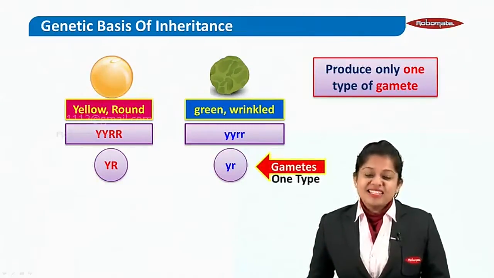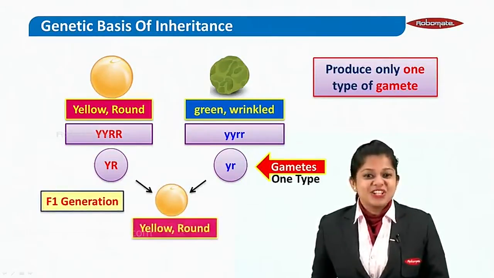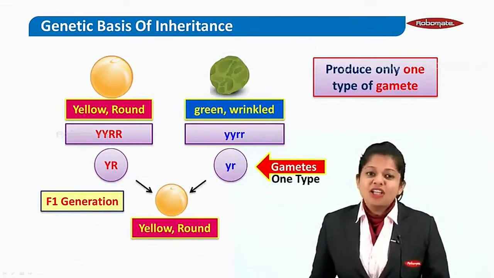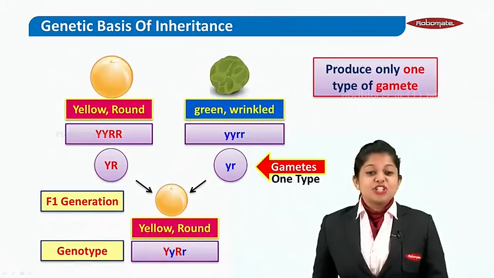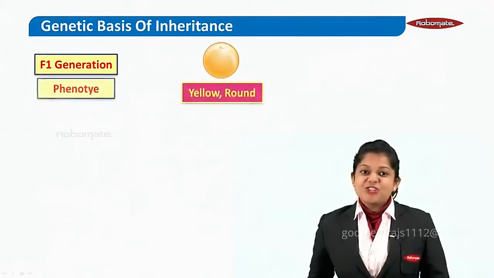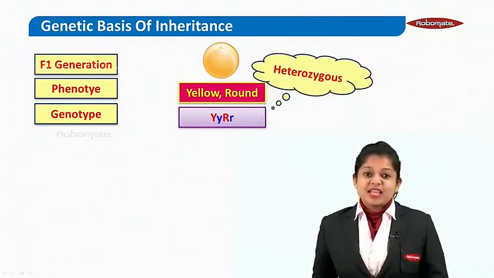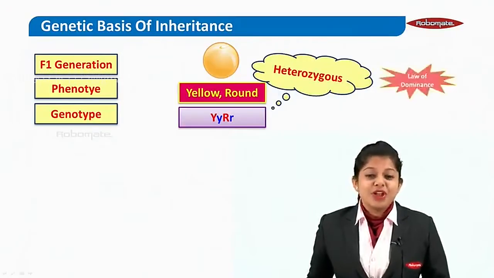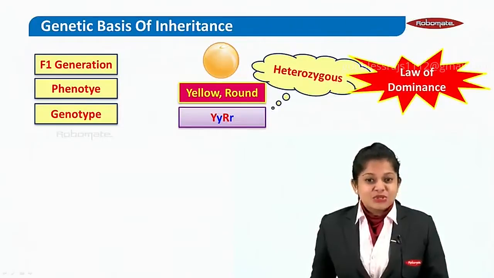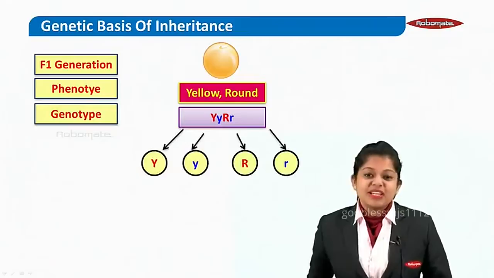Further, all these gametes fused to give rise to the F1 generation. Students, the F1 generation that we see is all yellow round, but with a genotype of heterozygous. The F1 generation giving rise to a heterozygous genotype that still appears yellow round is, as we know, thanks to the law of dominance. So students, further, this F1 generation will give rise to gametes.